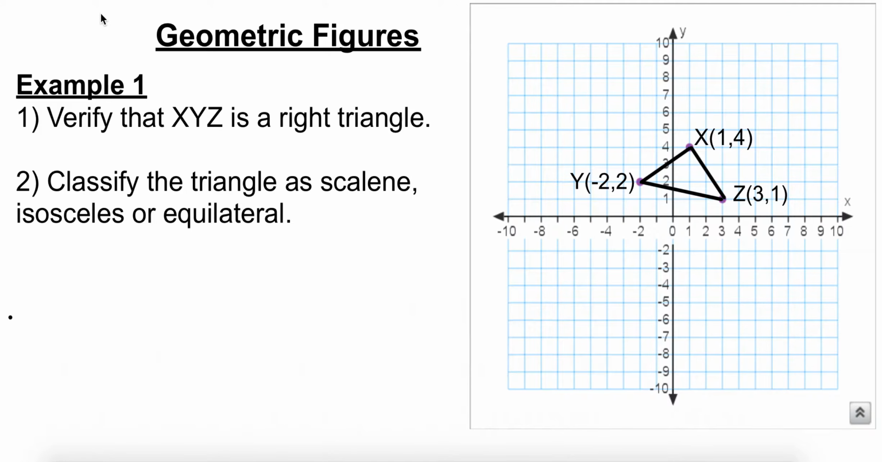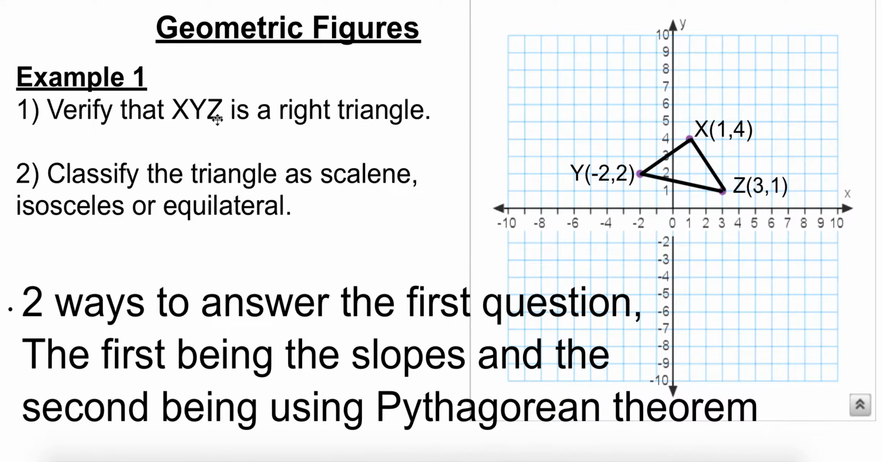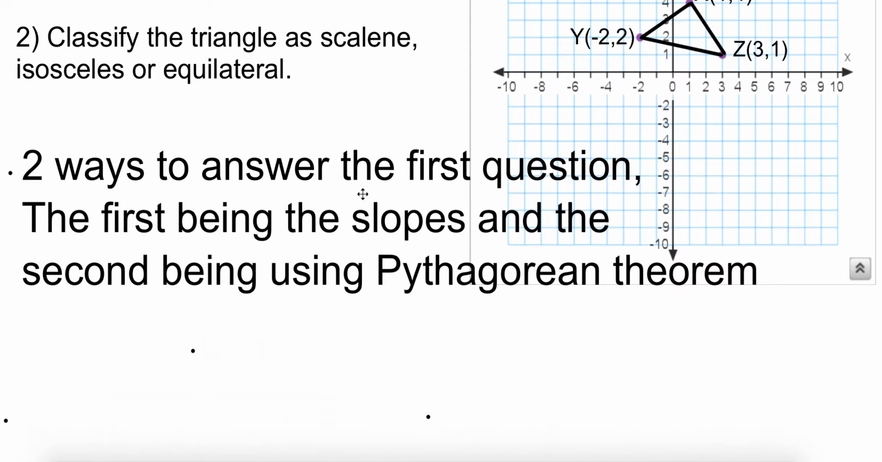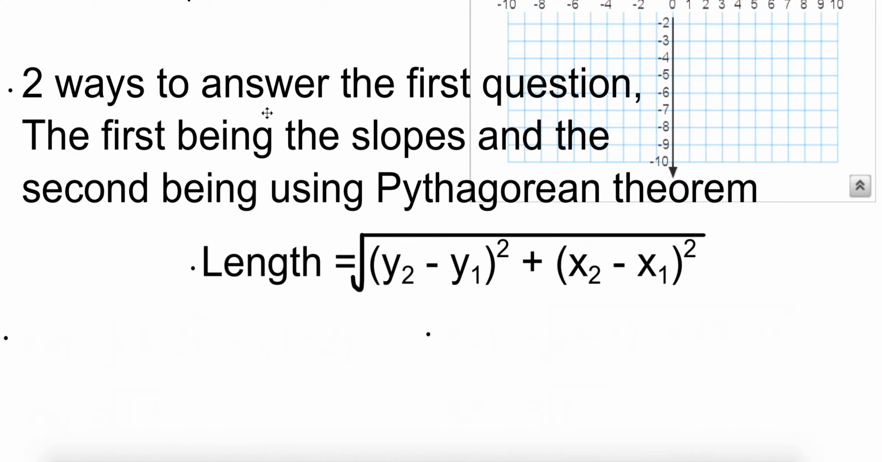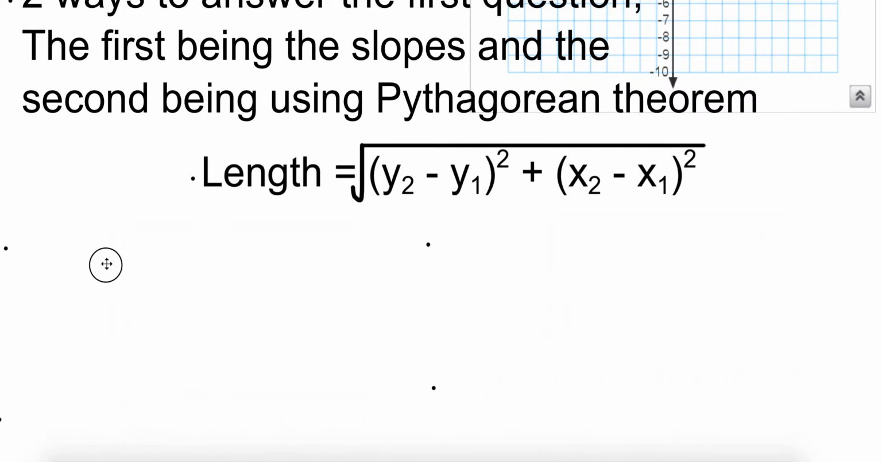Alright, so looking at more geometric figures, these are just some examples of what we were doing before. Verify that XYZ is a right angle and then classify it as scalene, isosceles, or equilateral. I'm going to do it all at once. There's two ways you can do it. You can either find the slopes for the first part and see their negative reciprocals, or check Pythagorean theorem. So I'm just going to check using Pythagorean theorem, so that means I need to find the length of all the sides and then plug in with Pythagorean theorem.